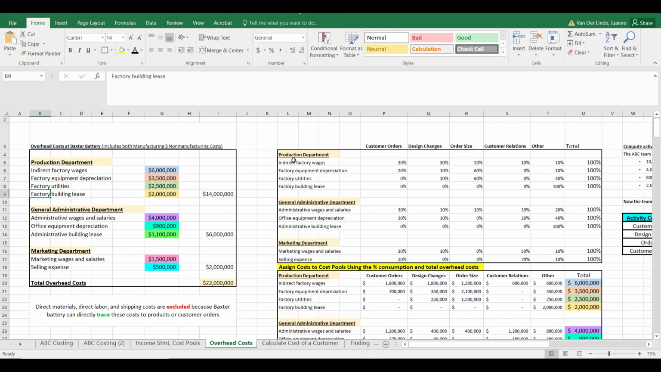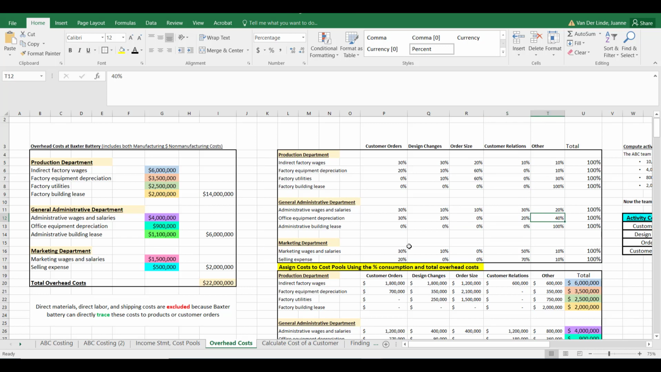So for the production department, all of those costs made up the total manufacturing overhead of $14 million. Management made an estimate of what percent of each of these costs was brought about or consumed by each of these activities. Just to illustrate, for example, the office equipment depreciation of $900,000, which we see here, they estimated that about 30% was consumed by customer orders, 10% by design changes, nothing by order size, 20% by customer relations, and 40% in the other.